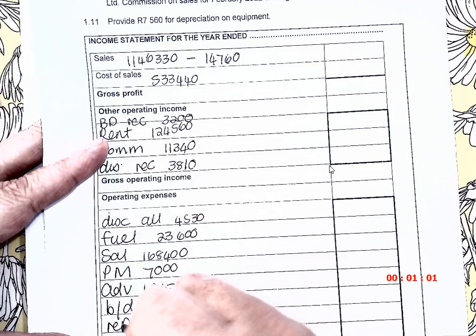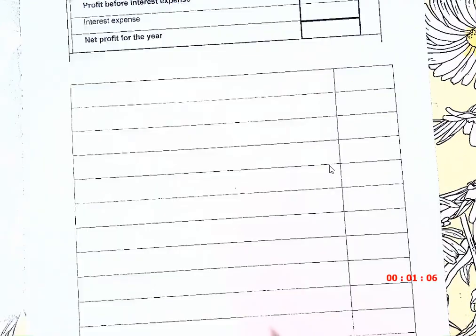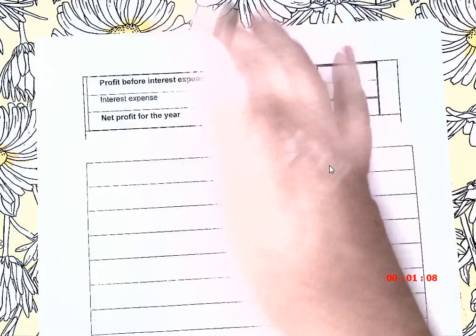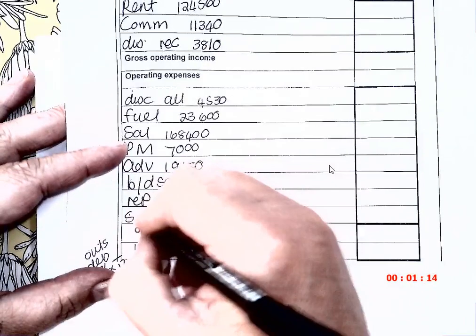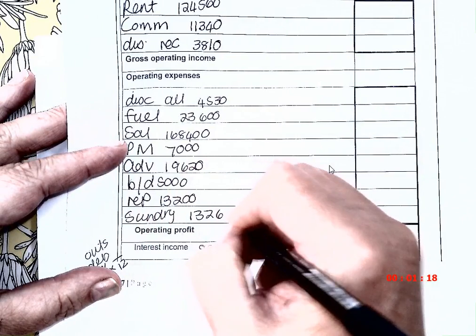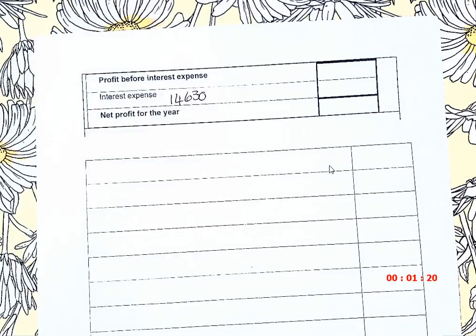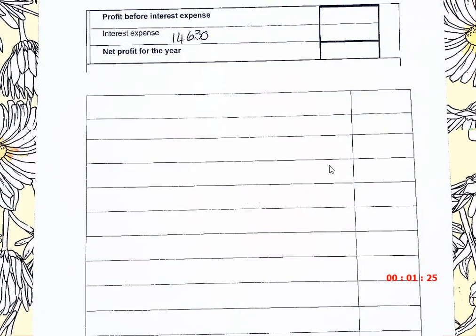Repairs 13. Interest on overdraft would be an interest expense. And sundry expenses 132,600. Okay. Now I see there's a big block, and that big block is because they're asking me notes.